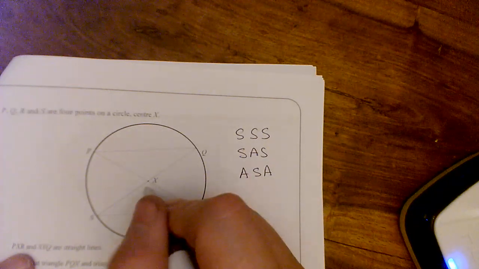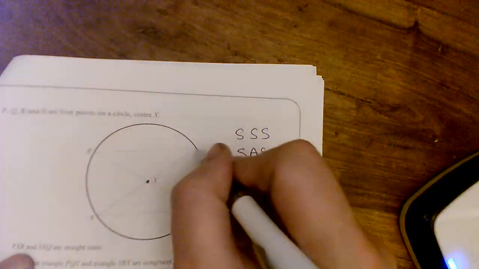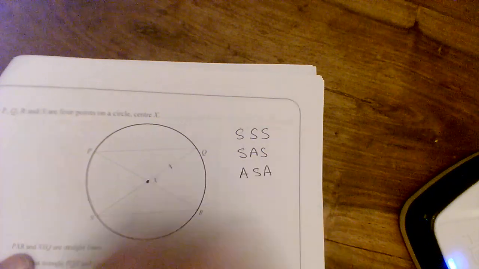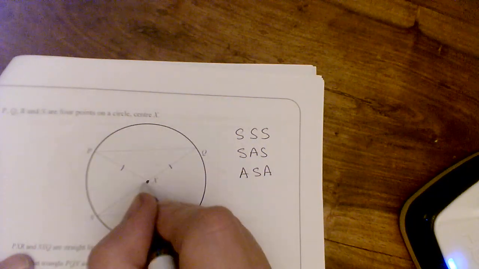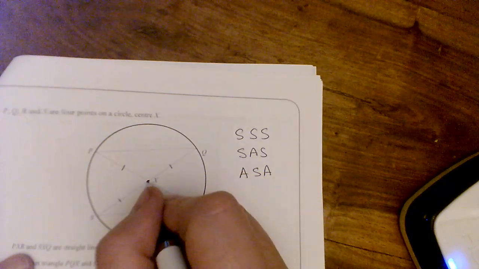Well, what I can see straight away is if I'm going from X to the edge of the circle, this thing here is a radius, so X to Q is a radius, X to P is a radius, X to S is a radius, and X to R is a radius.